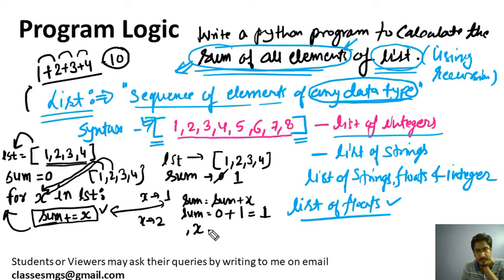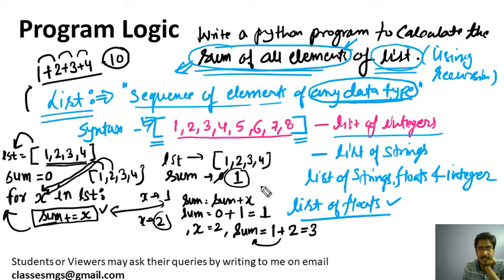Now x will become 2, and again this line will be executed. X value is 2 and sum equals sum plus x. So sum's value is what? 1 this time. 1 plus x's value, which is 2. So 1 plus 2 will become 3. So sum's new value will be updated to 3.